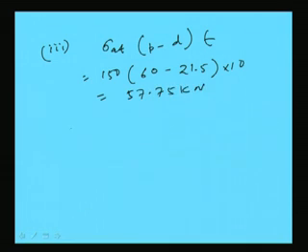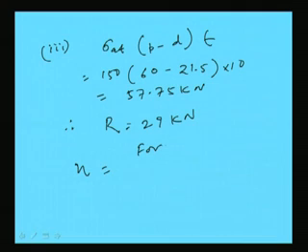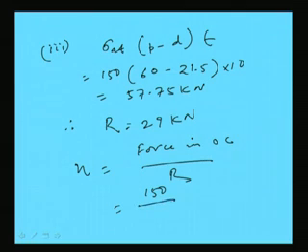So, we can find out the rivet value as 29 kilonewton. So, number of rivets required for this member OC will be force in OC by rivet value. That means force in OC was 150 and rivet value was 29. So, this is becoming 5.2, that means we can provide 6. In this way we can find out the rivet value.